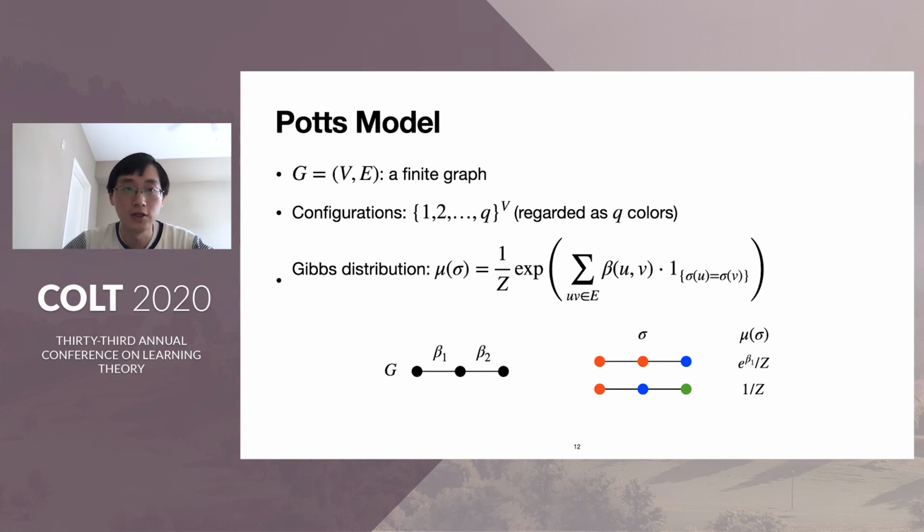So the Potts model is a very natural multi-spin generalization of the Ising model. So recall that for the Ising model, every vertex receives one of two spins, but now for the Potts model, it can have one of Q colors. And the Gibbs distribution is defined in the same way.